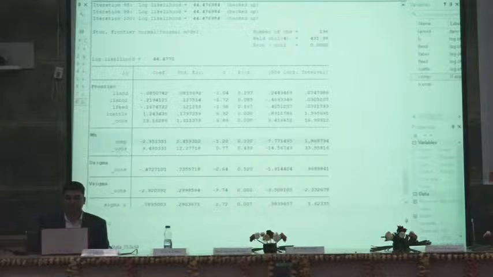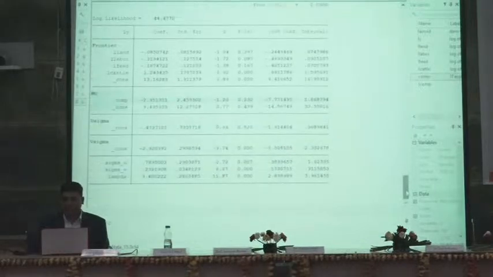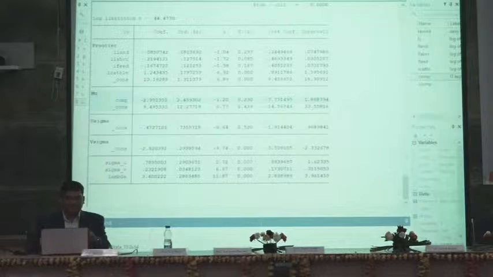Okay, so now how to get the inefficiency, or you can say efficiency? So simply write the predict command, predict and the variable name that you want, say efficiency.